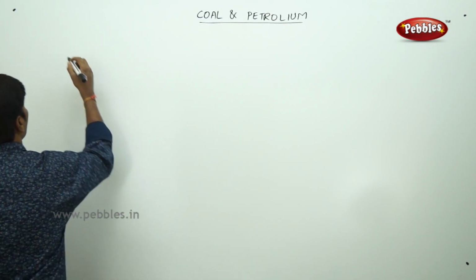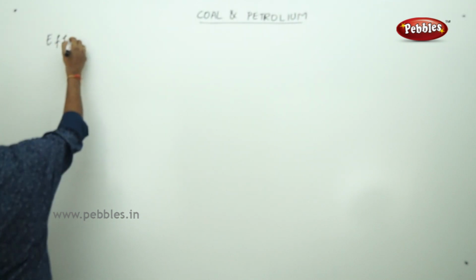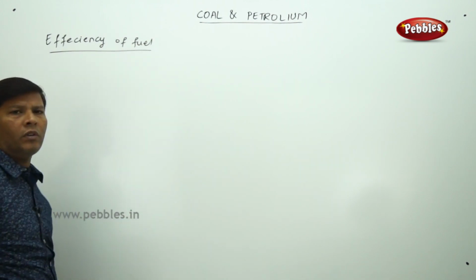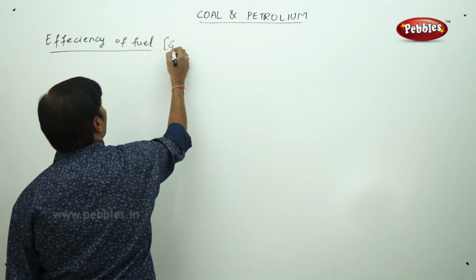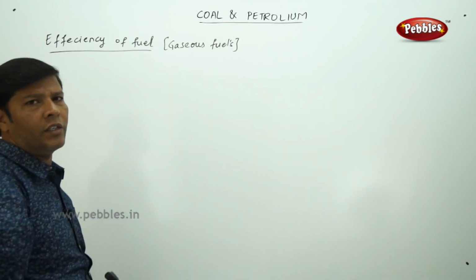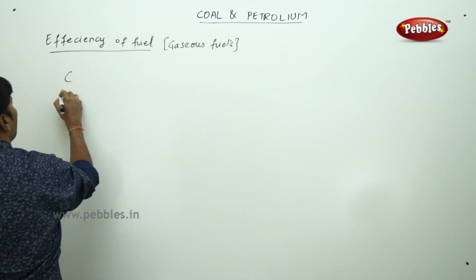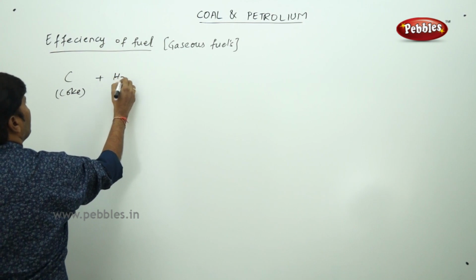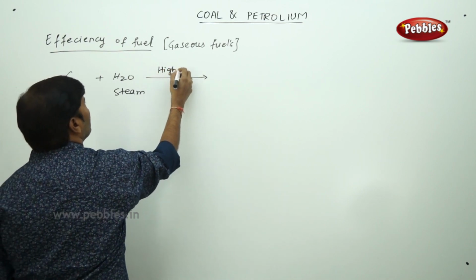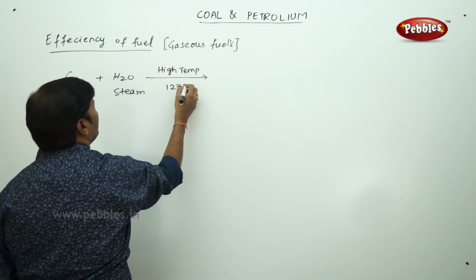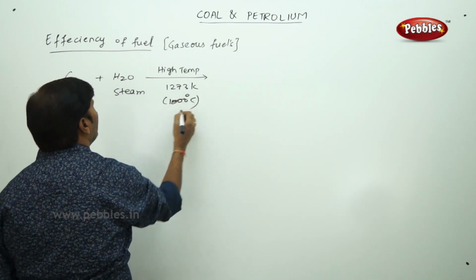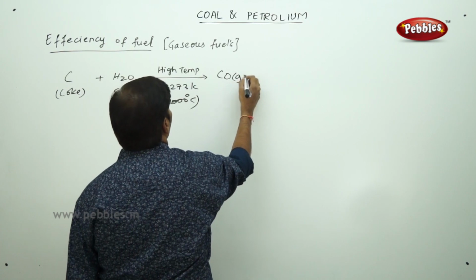So here, if we take the efficiency of fuel, this is one additional topic which I would like to add. In the efficiency of fuel, particularly in the case of gaseous fuels, we have three types of gaseous fuels. Gaseous fuels can be prepared by taking carbon in the form of coke when it is treated with steam, H2O in the form of steam. When it is heated to a very high temperature, not less than 1273 Kelvin, which means around 1000 degrees centigrade, you are going to get carbon monoxide gas plus H2 gas.